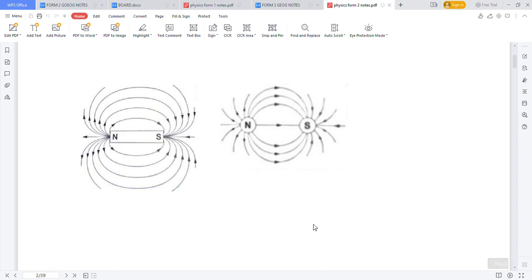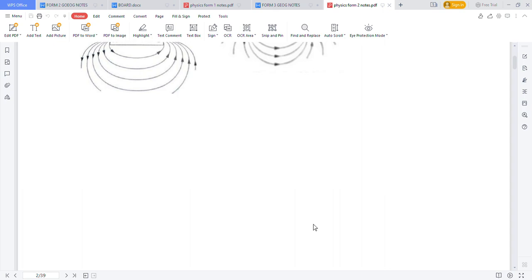So you can see we have that. What you're supposed to remember is that magnetic fields originate from north to south. As you can see on the diagram, they concentrate at the ends of the poles. So kindly note, if you are drawing a magnetic field, the lines should not cross each other.